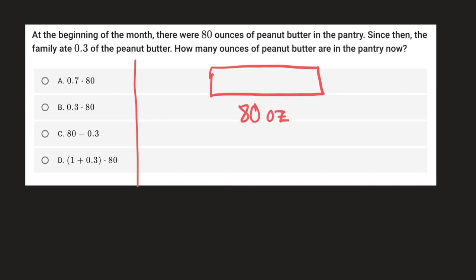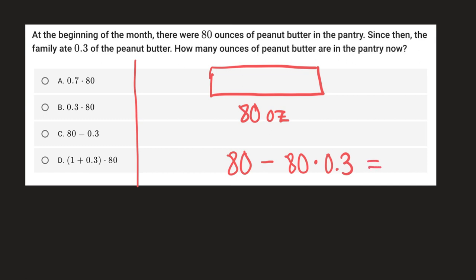Now, the family ate 0.3 of the peanut butter. Now there's two ways to look at this. We are at 80, and then we are subtracting 0.3 of the peanut butter. So we're going to go 80 times 0.3. So that's the first one we are doing.